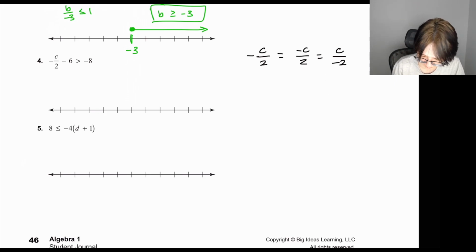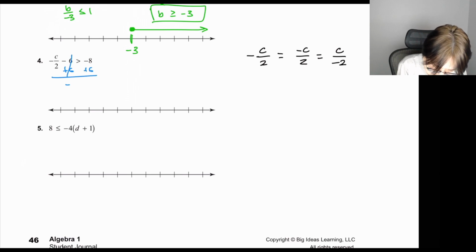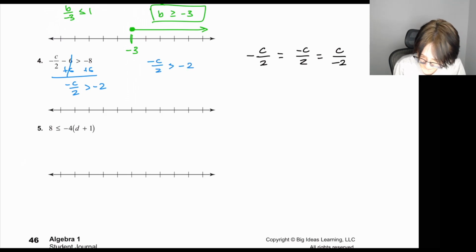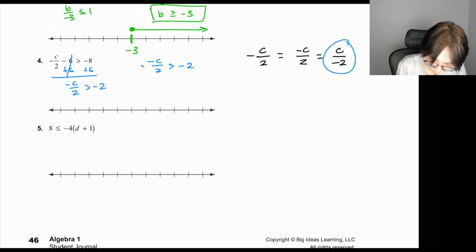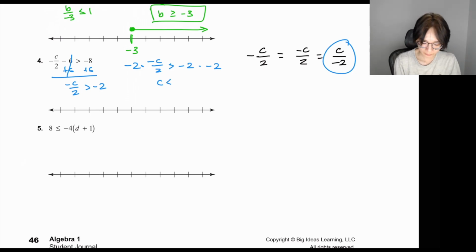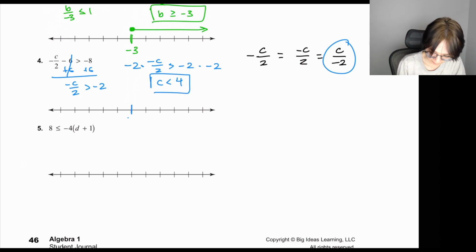So, that being said, right here I'm going to add 6 to both sides, get rid of that 6. Negative c over 2 greater than negative 2. I'm going to treat it like this one. So I'm going to multiply both sides by negative 2, and go straight to a positive c. Because we multiplied by a negative, the sign flips. Negative 2 times negative 2 is 4. So c is less than 4. Open circle, less than 4.